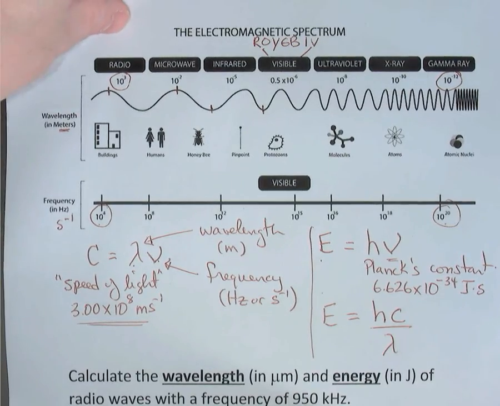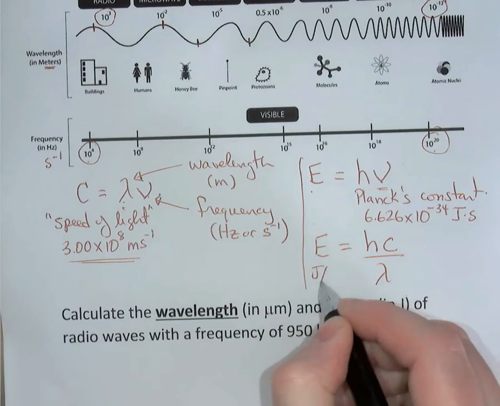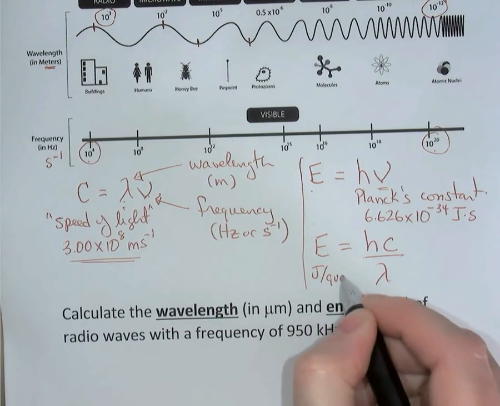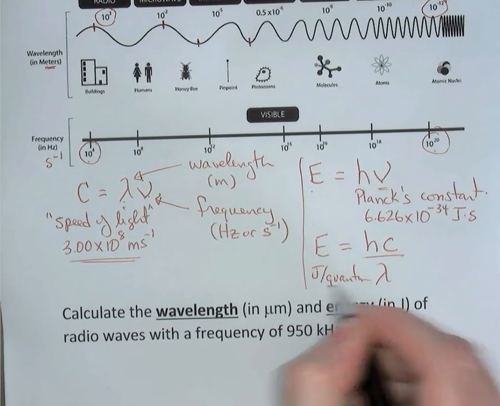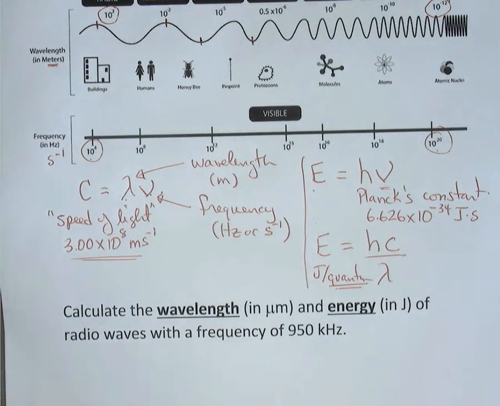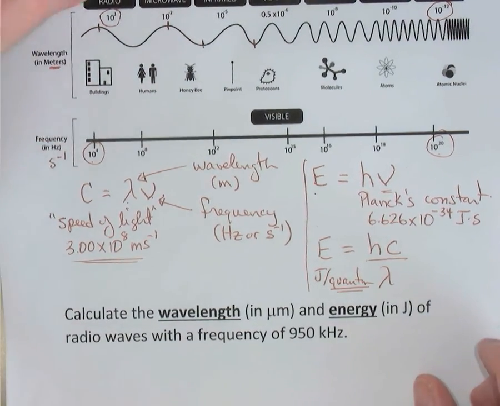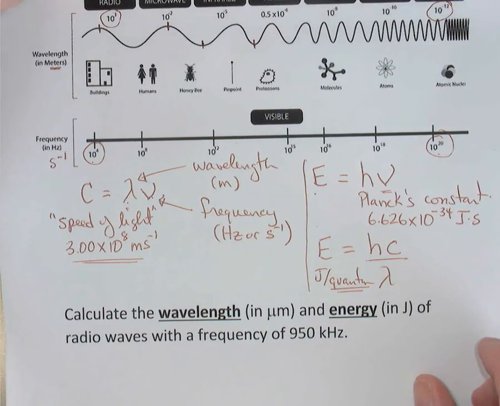All right, now when calculating energy, you're going to get the units joules per quantum. Remember that a quantum is the individual particle of electromagnetic radiation. You could also say joules per photon if you were talking about visible light. Sometimes we'll just say joules, but technically it's joules per quantum or joules per photon.